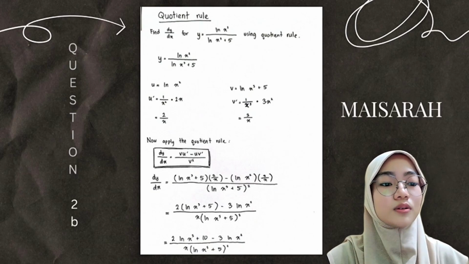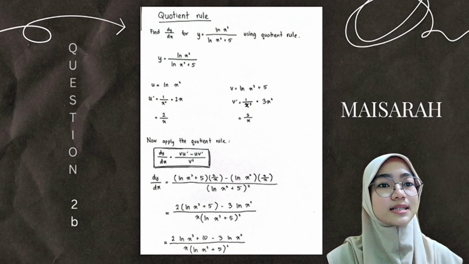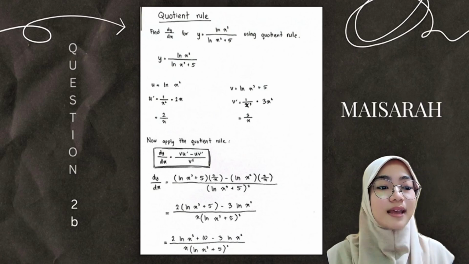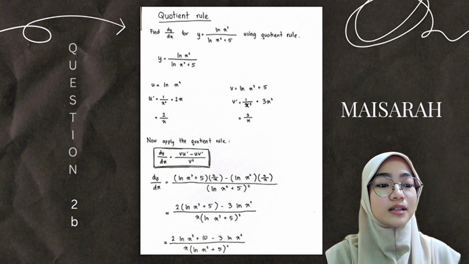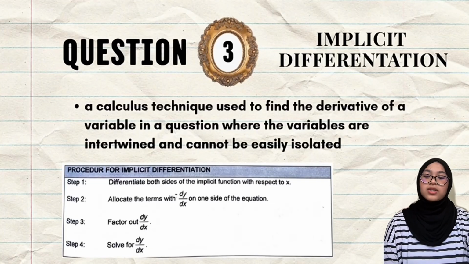We got 2(ln x³ + 5) − 3 ln x² over x, all divided by (ln x³ + 5)². So the finished answer is (2 ln x³ + 10 − 3 ln x²) over x(ln x³ + 5)². So that's the answer. I will proceed to the next question, which is question number 3 about implicit differentiation.